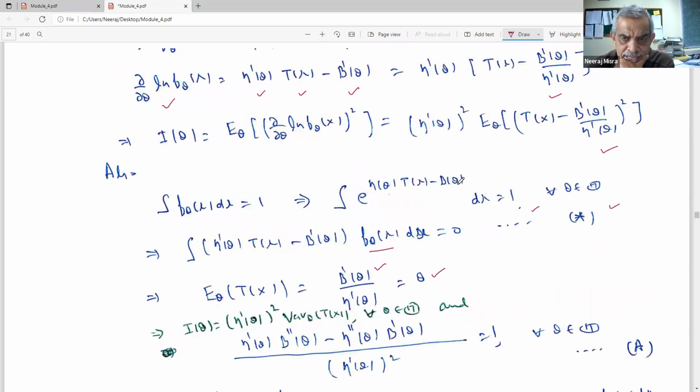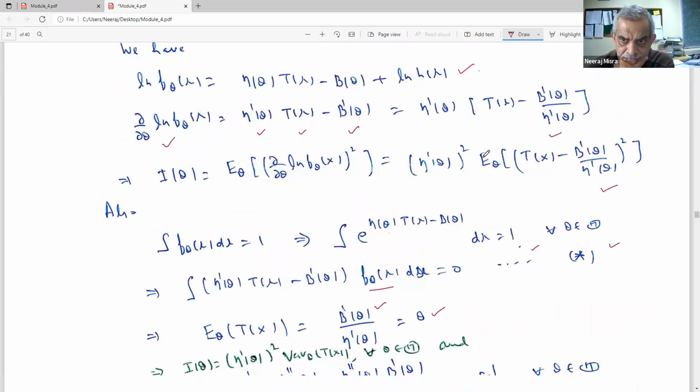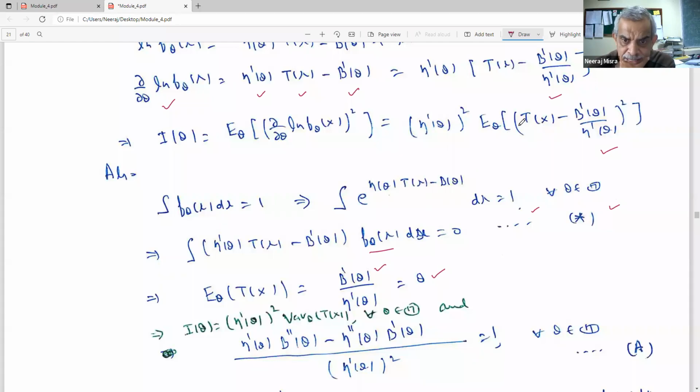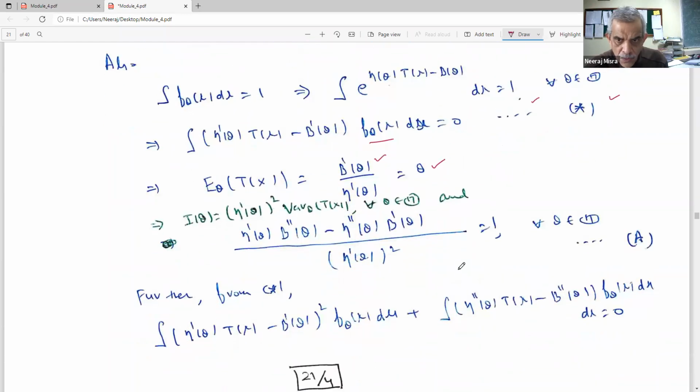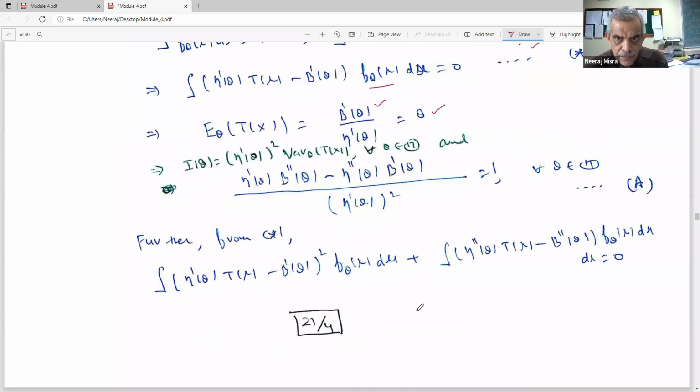If that is the case, my I(θ) becomes η'(θ)² times the variance of T(x), because the expected value of T(x) is b'(θ)/η'(θ) for every θ belonging to Θ. And since this quantity is θ, I can differentiate it. So that means (η'(θ) b''(θ) − η''(θ) b'(θ)) upon η'(θ)² would be the same as 1.